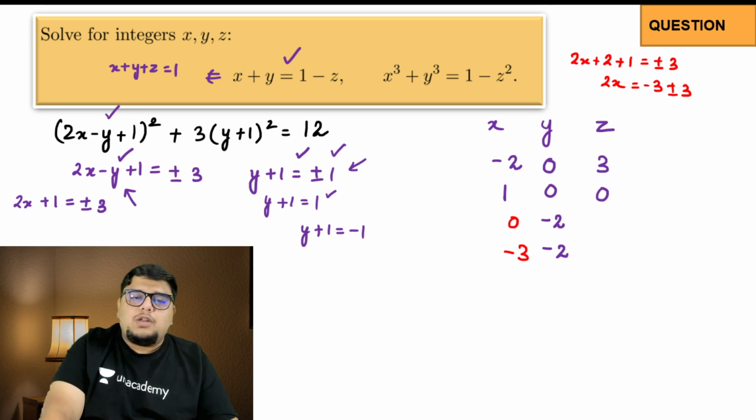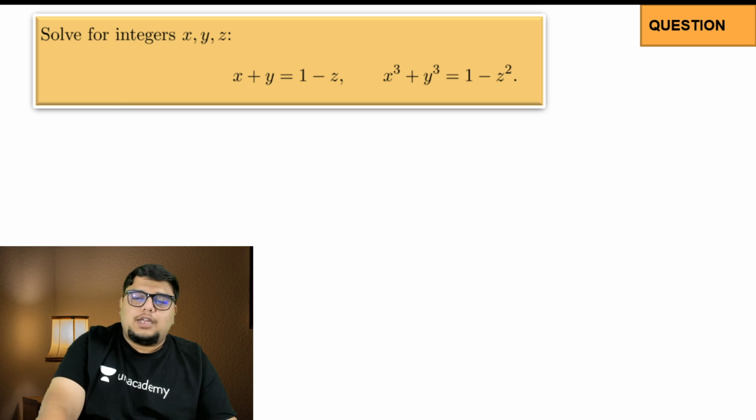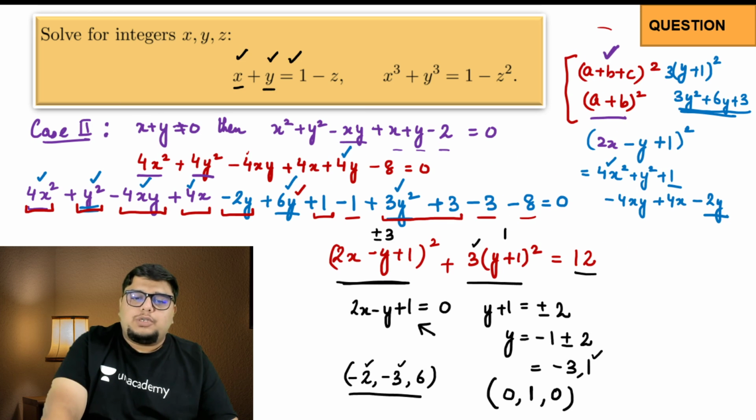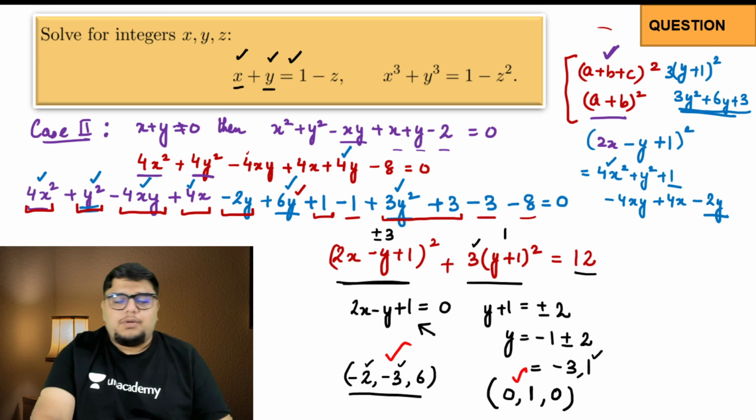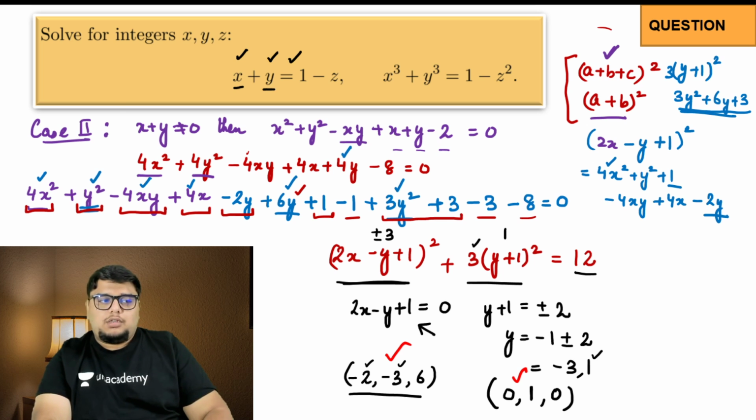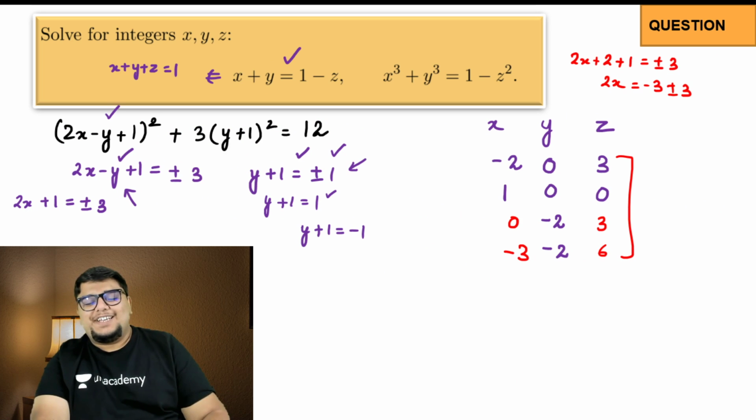We put both of these values in that equation, so this should come out to be 3 and this should come out to be 6, right? And I think we found the solutions. Minus 2, 0, 3; 1, 0, 0; 0, minus 2, 3; minus 3, minus 2, 6. So these are the 4 solutions here, right? And 2 solutions are here, minus 2, minus 3, and 6, and 0, 1, 0. I think we have all our solutions.